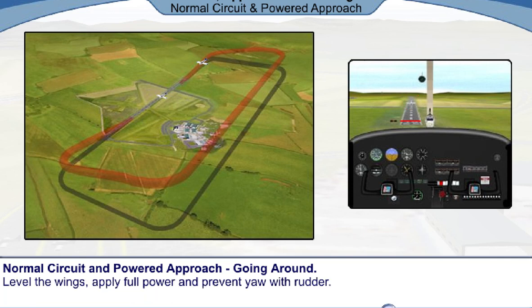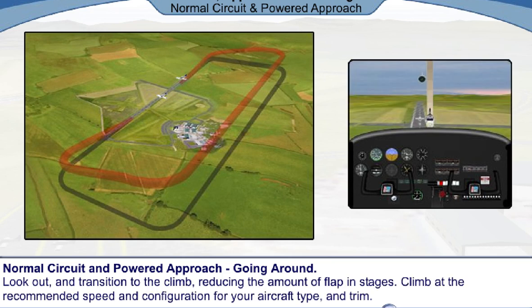Level the wings, apply full power and prevent yaw with rudder. Look out and transition to the climb, reducing the amount of flap in stages. Do not raise the flaps in one go. On the Warrior, you'd reduce the flap setting to 25 degrees at this stage. Climb at the recommended speed and configuration for your aircraft type, and trim.